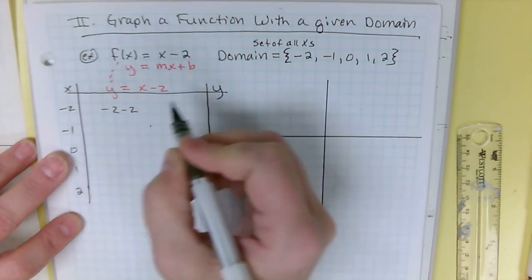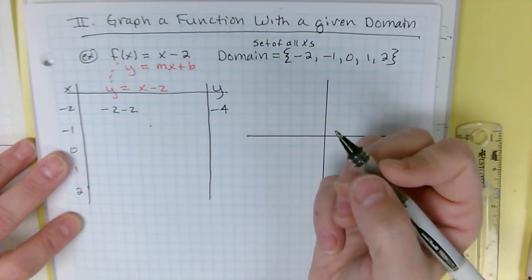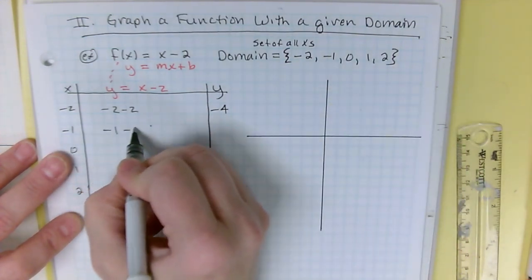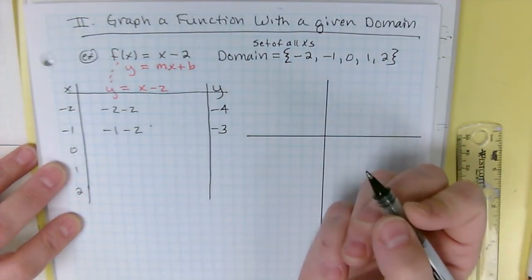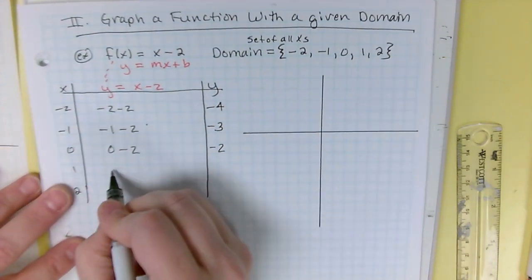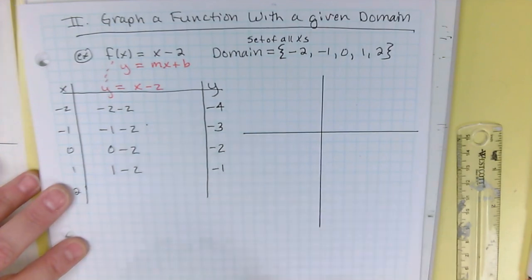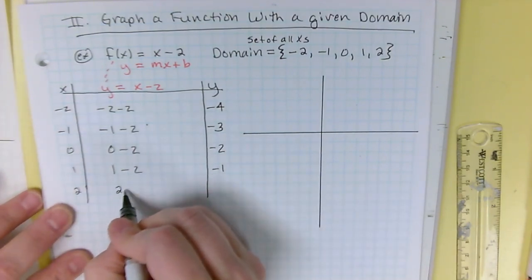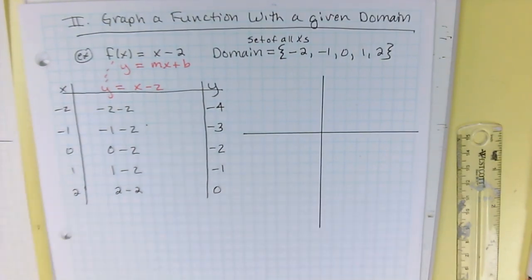So -2 - 2 = -4. -1 - 2 = -3. 0 - 2 = -2. 1 - 2 = -1. And 2 - 2 = 0. So we've got these points.